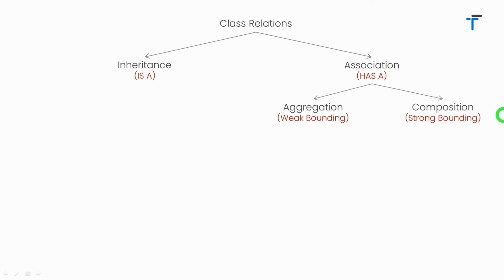And there are two types of association. One is aggregation, and another one is called composition. So whenever we have the weak bonding between the classes, that type of association is known as aggregation. And when we have the strong bonding between the classes, that is referred to as composition.